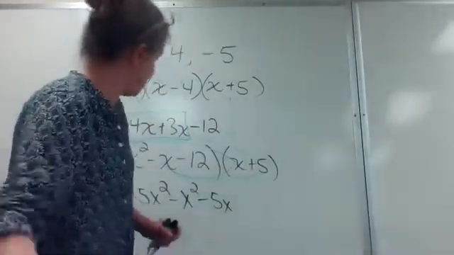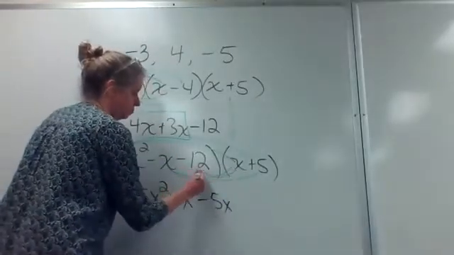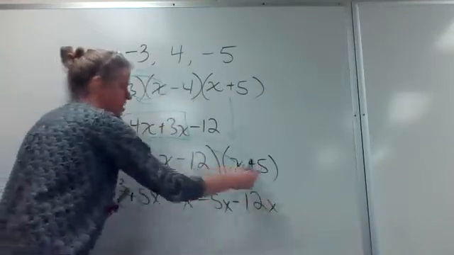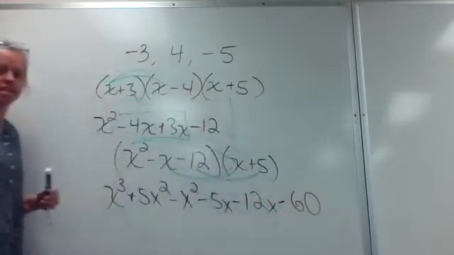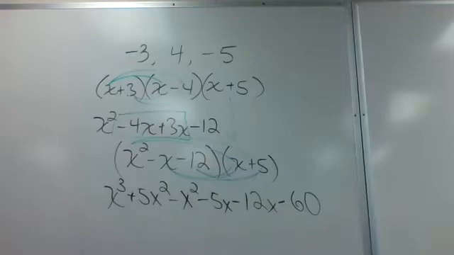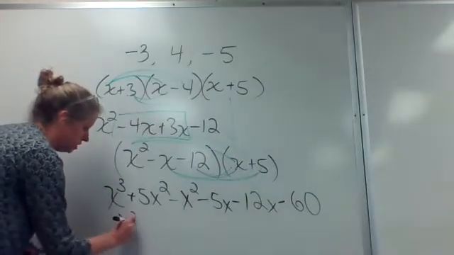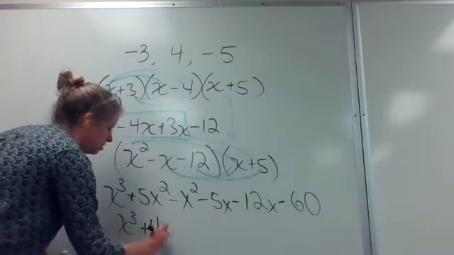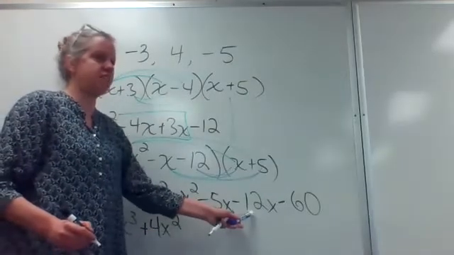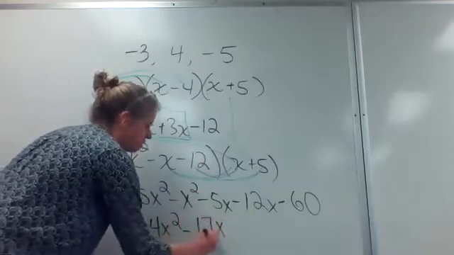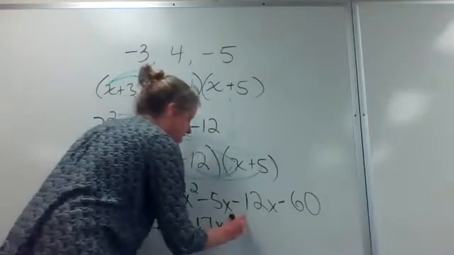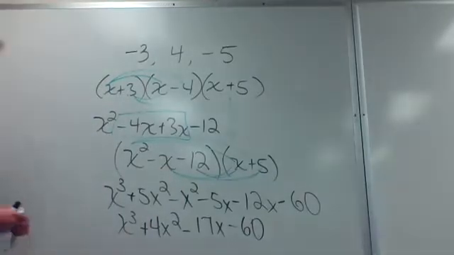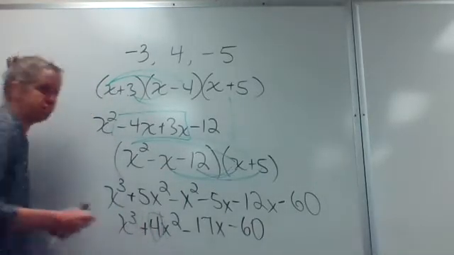And distribute the negative 12 to both of those. So negative 12 times x is negative 12x. Negative 12 times positive 5 is negative 60. And then clean it up. X cubed, x squared, you've got 5 minus 1, so that gives you 4x squared. Your x's, negative 5 and negative 12, so negative 17x, and then minus 60. If you're looking at your handout, it's got all that written out for you, it's just got a blank in front of the x squared, which means you just need to put that 4 in that blank.